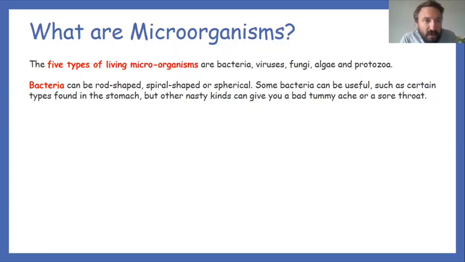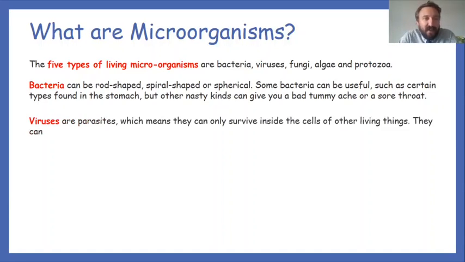Okay, now the first one, bacteria, can be rod-shaped, spiral-shaped, or spherical. Okay, some bacteria can be useful, such as certain types found in the stomach. Okay, my stomach's actually rumbling a little bit. Not had enough to eat today, but other nasty kinds can give you a bad tummy ache or a sore throat. So bacteria is number 1. That's what we are saying there.